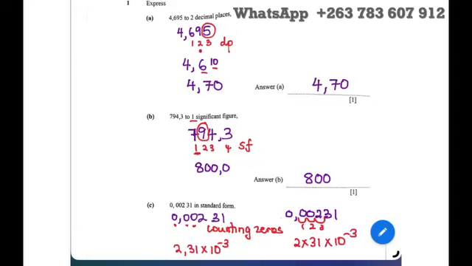You can use 231 over 100,000 and then simplify further until you reach this answer, but that will be the longest and the space might deny you smart presentation of the answer.